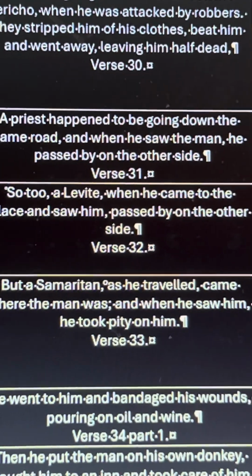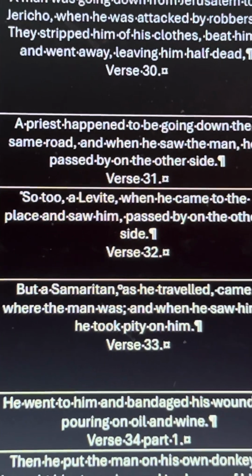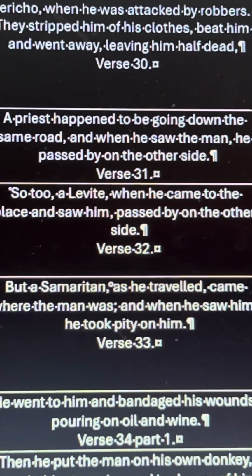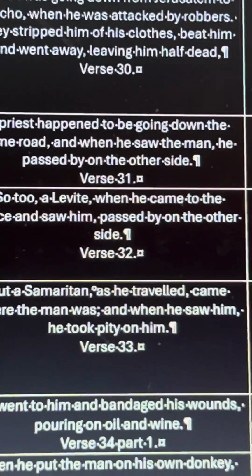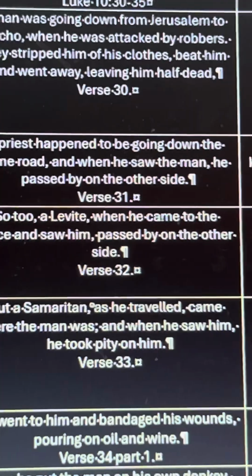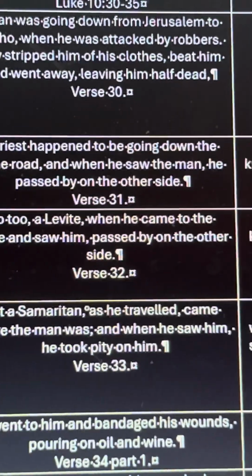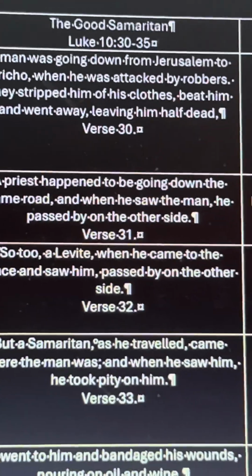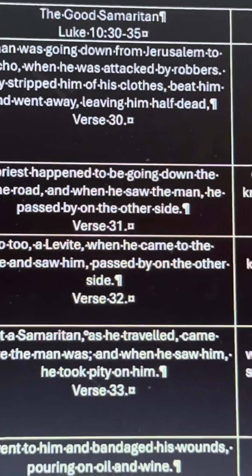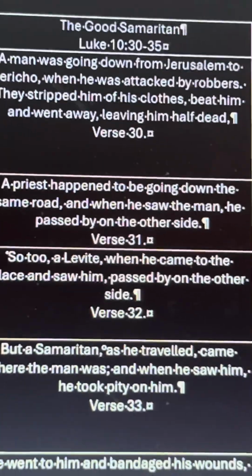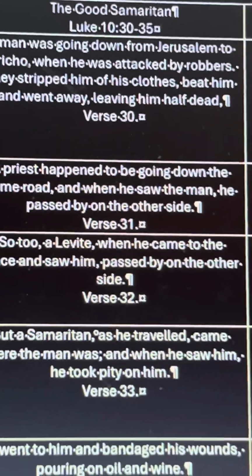Pinch 1. So too a Levite, when he came to the place and saw him, passed by on the other side. Verse 32. Not only does the priest pass him by, but so does the Levite. The Levite, another upstanding member of society. The Levites were the ones that served the priest. He too should not have passed him by. He too should have helped him, but he didn't. And that's another pinch, another kick for this poor man.